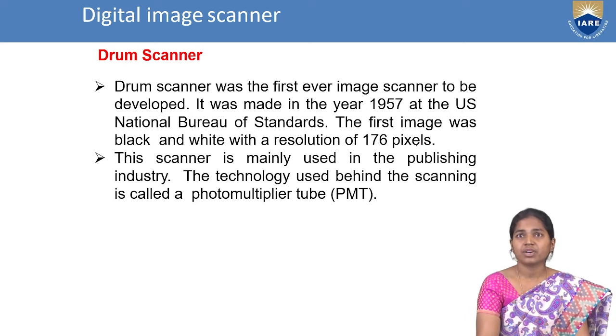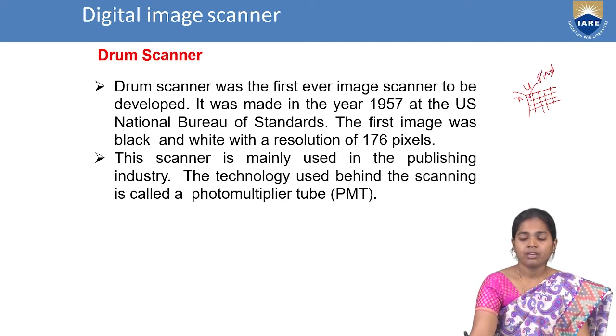Here the first image was black and white with a resolution of 176 pixels. Resolution means image quality. 176 pixels refers to how we represent an image in digital image processing. In digital image processing, images are represented in the form of pixels only, in rows and columns. The combination of vertical and horizontal lines is x and y. For example, this part is 1 pixel, this one is 1 pixel, this is 1 pixel.